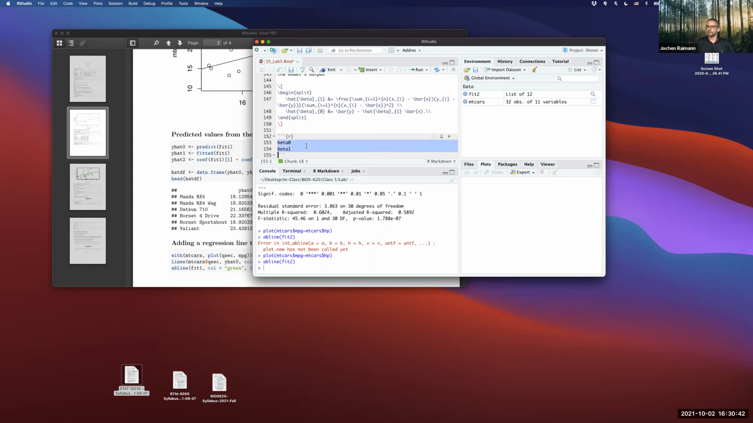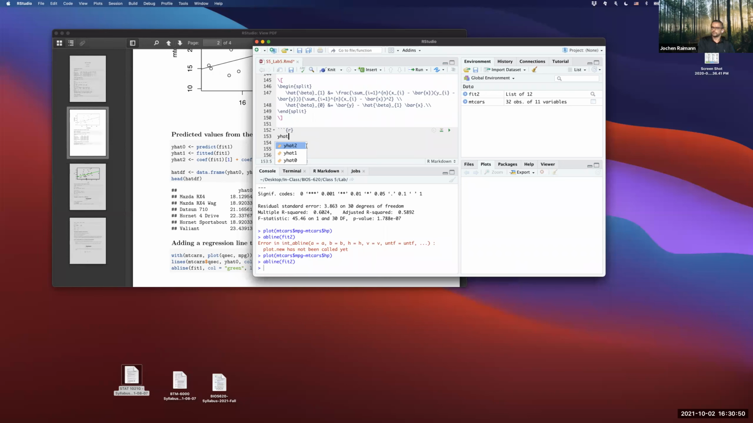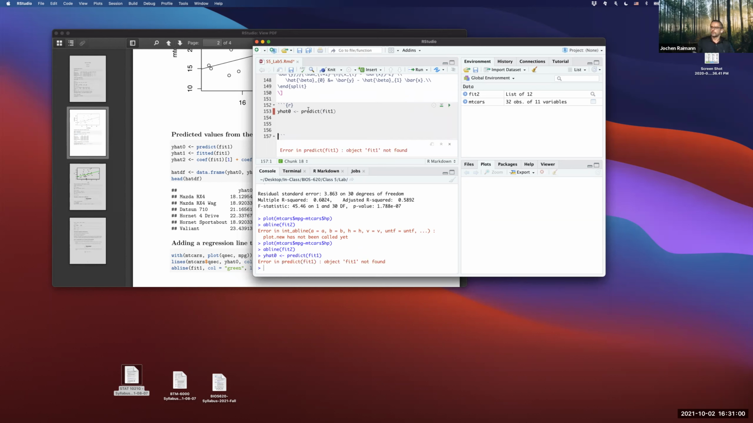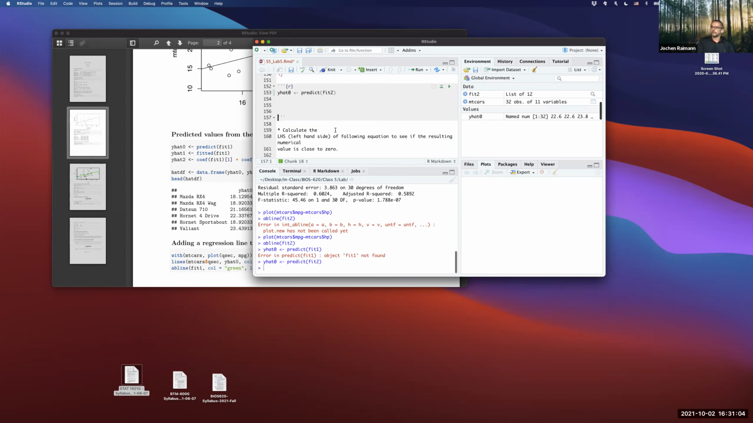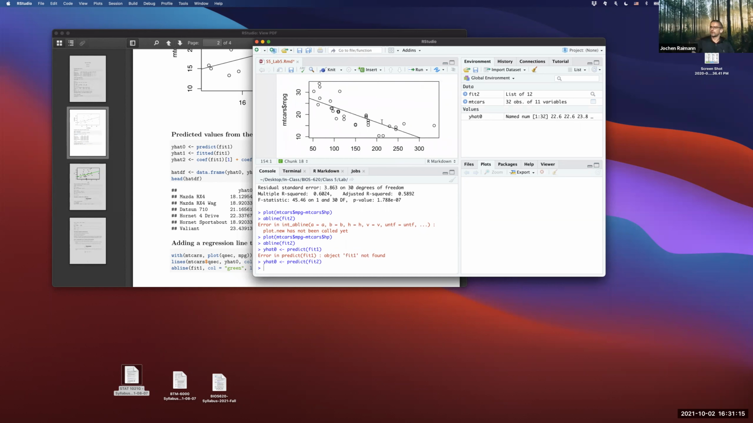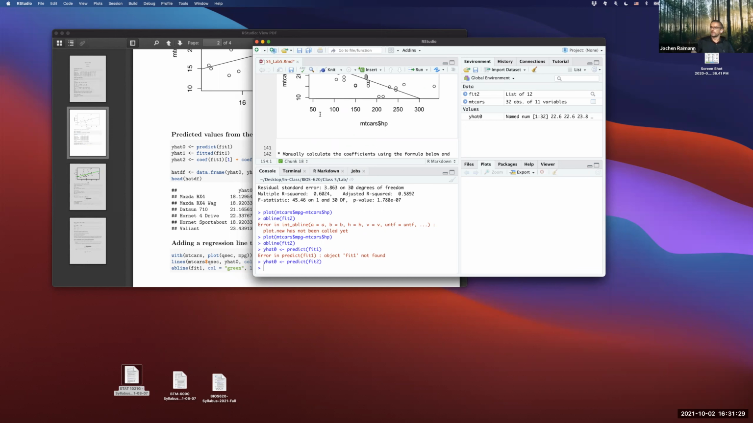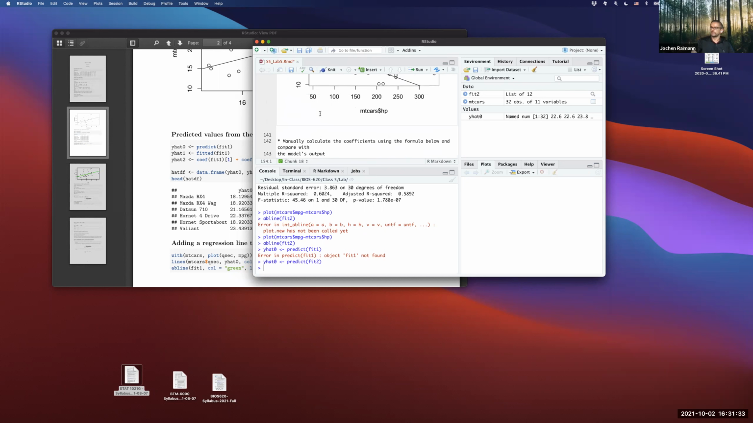We can again, in a new chunk, build y hat 0, just like in the lab. This is our predict fit 1. Oh, it's fit 2, obviously. So now we get here the fitted value, right? If you are looking here at the y-axis and the x-axis, this fit2, the predict function, will give you the predicted values on the y-axis. So y hat 0 is now the prediction of fit2.